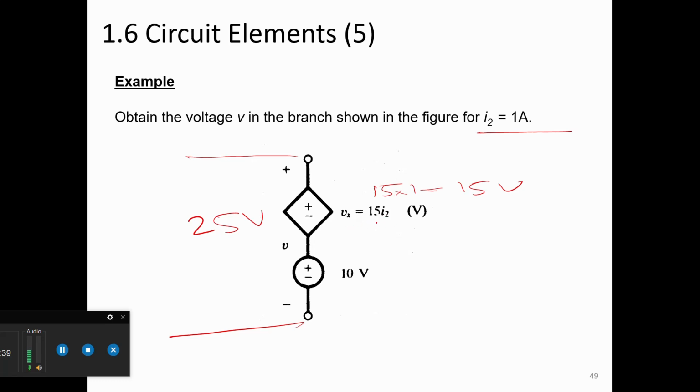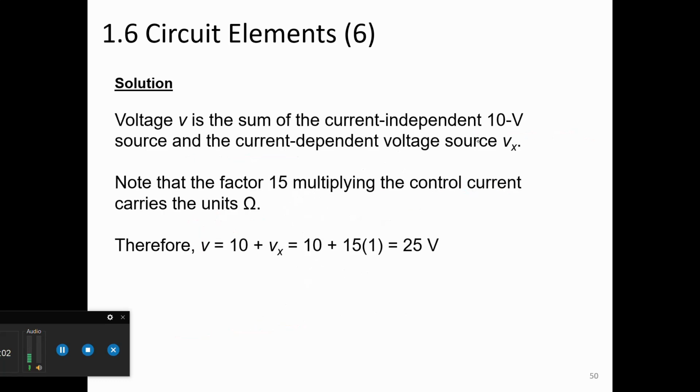So basically this is a function of some other variable described in the circuit: 15 I2, and this I2 here is 1 ampere. So this dependent voltage source is controlled by this current. You can say that this is a current controlled voltage source, and the current is 1 ampere.